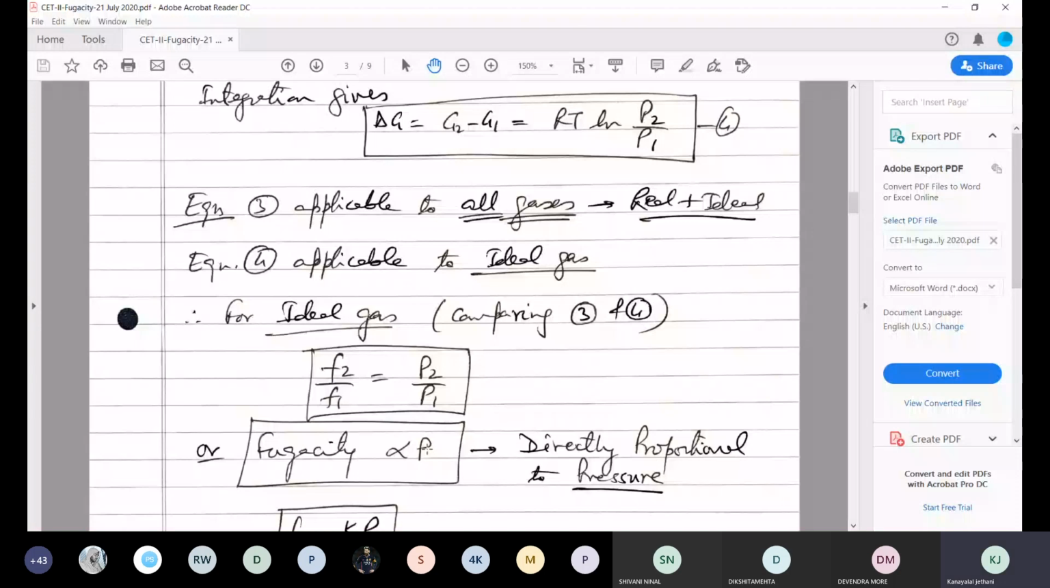जैसे हम लिखते हैं ना V2 by V1 is equal to what? आइडियल गैस के लिए PV equal to RT लिया, right? If you keep pressure constant, what happens? How is volume related to temperature? V1 by V2 is equal to T1 by T2. Similarly, F2 by F1 is equal to P2 by P1, right? So उसमें क्या है? Volume is proportional to temperature, right? For ideal gas at constant pressure. यहाँ पर fugacity is proportional to pressure. राइट? प्रेशर बढ़ेगा तो fugacity बढ़ेगा, प्रेशर कम होगा तो fugacity कम होगा.